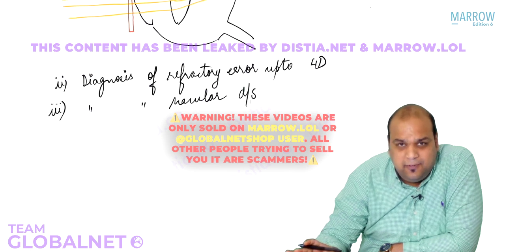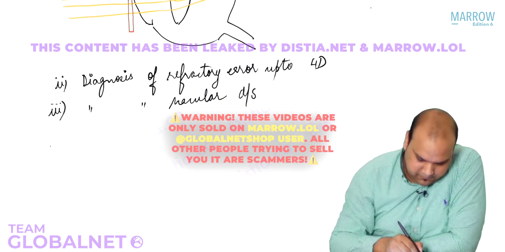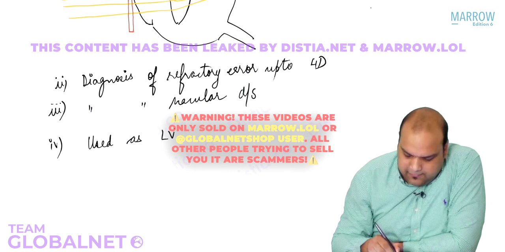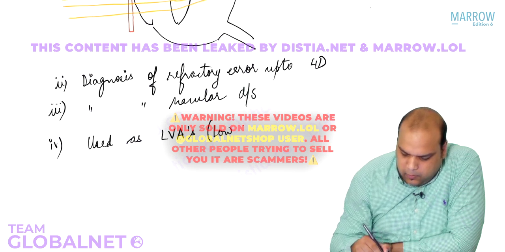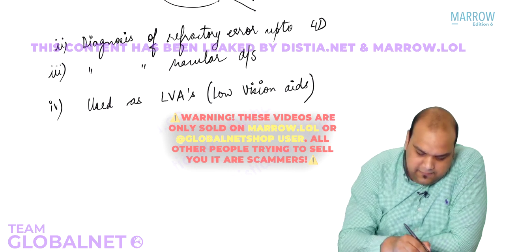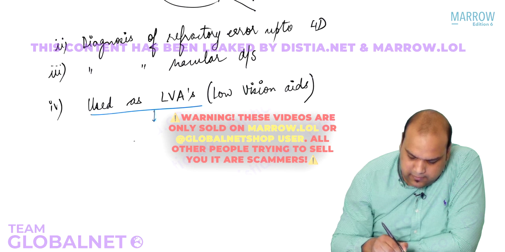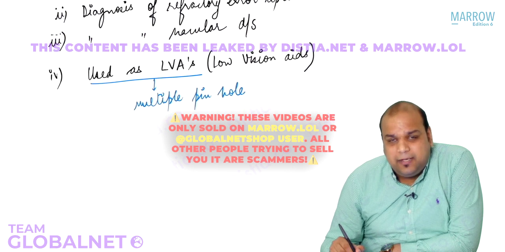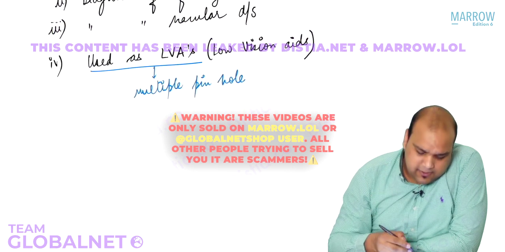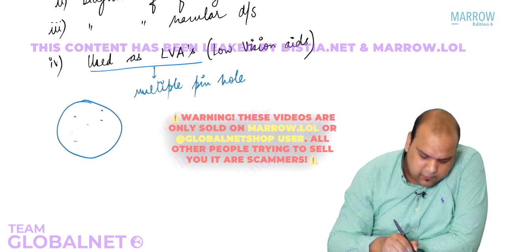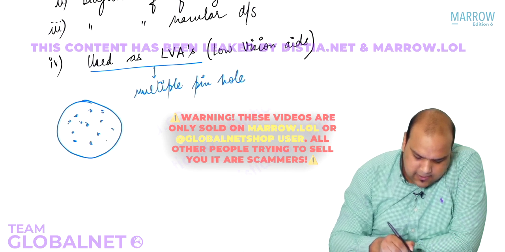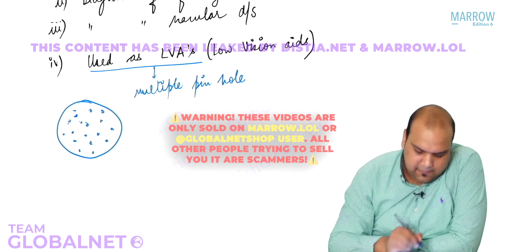No confusion? What are the other uses of pinhole apart from this? Number 4. Pinholes can be used as LVAs. LVAs means low vision aids. This is specifically a use of multiple pinholes. Multiple pinhole basically means a disc having lots of 1 mm holes. So there are lots of holes, everybody. Instead of a single 1 mm hole, there are lots of 1 mm holes. So we call that instrument or device as multiple pinhole.